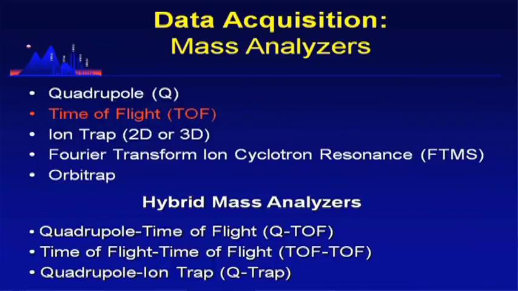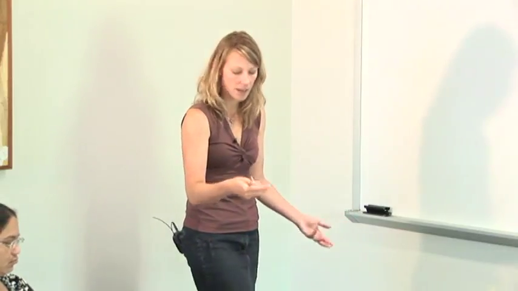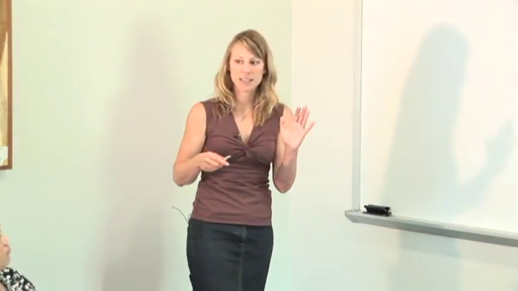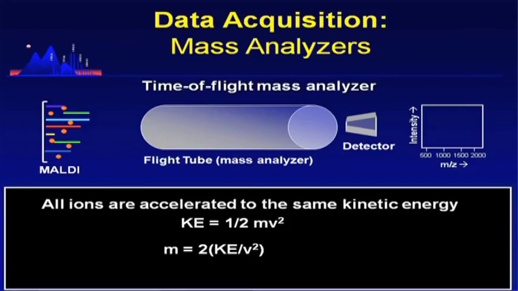So we're going to start by talking about time of flight, and then I'm also going to talk about quadrupoles, ion traps, and quadrupole time of flights. These are the types of instruments that you're going to get hands-on experience with in the course of this class. I like to start with time of flight because I think it's the easiest to understand.